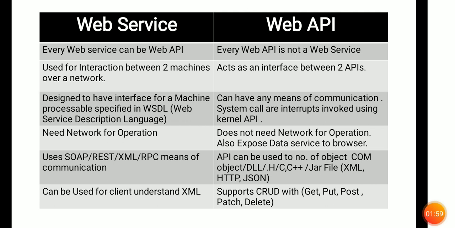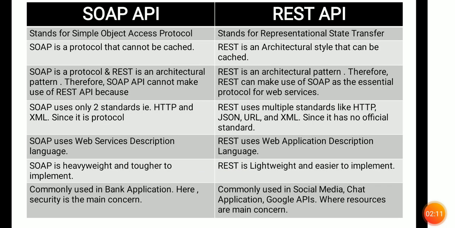Web service can be used for client understanding in XML, whereas web API supports CRUD with get, put, post, patch, and delete. Coming on to SOAP API and REST API. SOAP stands for Simple Object Access Protocol. REST stands for Representational State Transfer. SOAP is a protocol that cannot be cached, whereas REST can be cached. SOAP is a protocol and REST is an architectural style. Therefore, SOAP API cannot make use of REST API.